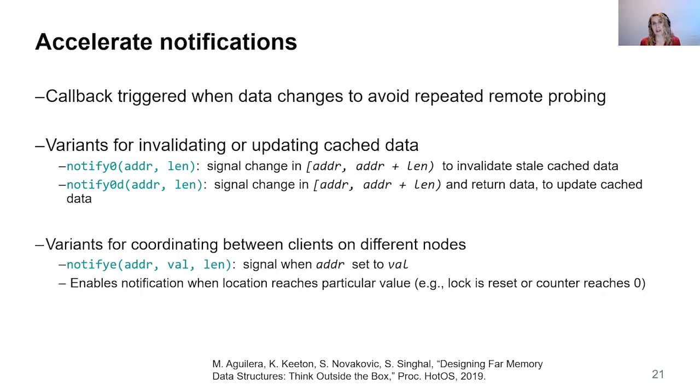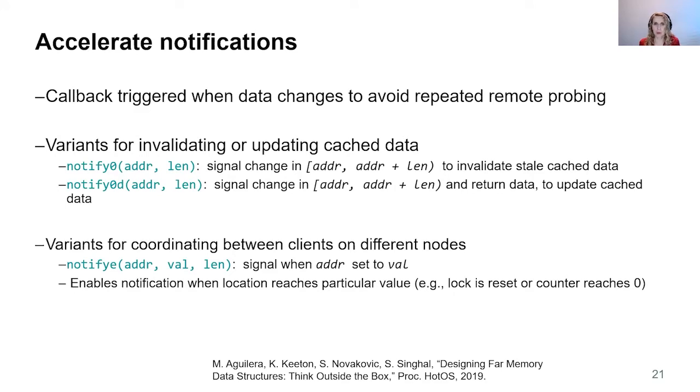Another way that we could use the notifications would be to help with coordinating between clients that are running on different compute nodes. Imagine that, instead of just looking for any old change to this memory region, we looked for a specific change, when that region hit a certain value. This might be really useful for determining when a lock is reset or when a counter reaches 0 and so on. So there are some interesting uses if we can look for particular values in the memory region as well.